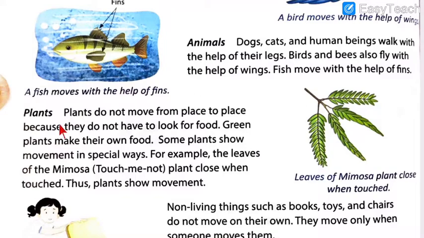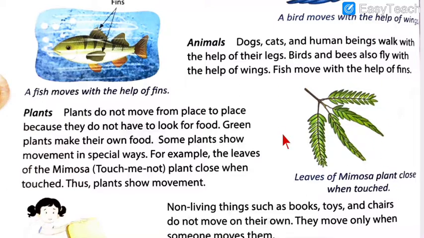Further we saw that plants and trees cannot move from one place to another place. Though they are living things, they can have movement at the same place, for which we even saw the example of the mimosa plant. Mimosa plant is the touch-me-not plant. Now if you touch that plant, the leaves of that plant close automatically. So this is how sensitive it is and this is the movement it shows.